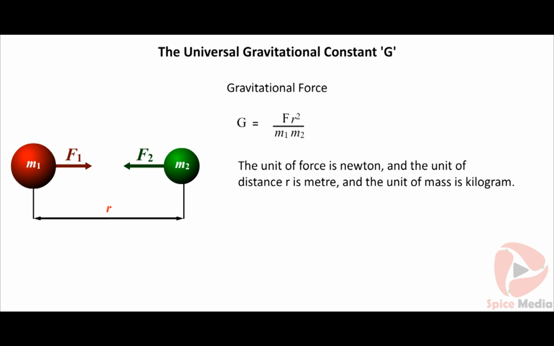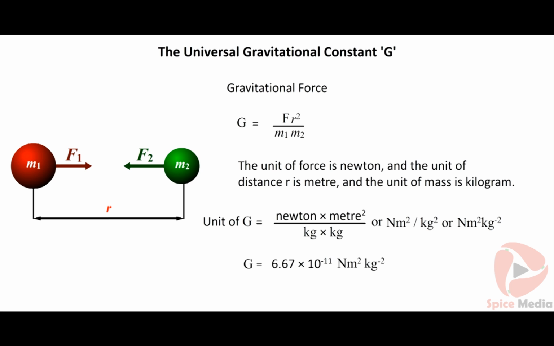The unit of force is Newton, the unit of distance r is meter, and the unit of mass is kilogram. Substituting these, we get the unit of the universal gravitational constant G as Newton meter squared per kilogram squared. The value of G is found experimentally. The numerical value of G is 6.67 into 10 power minus 11 Newton meter square per kilogram square everywhere.